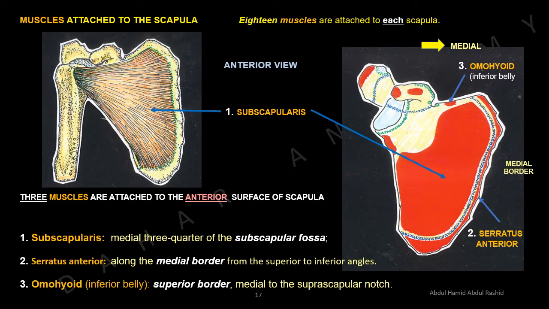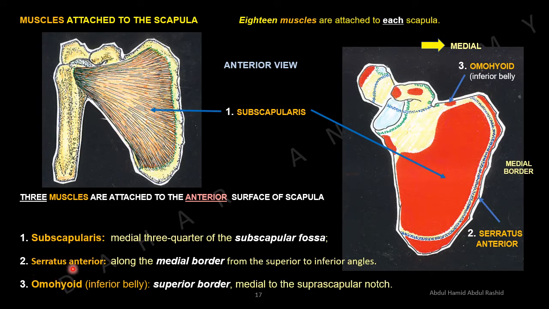Muscles attached to the scapula. 18 muscles are attached to each scapula. Out of them, 3 muscles are attached to the anterior surface of the scapula. Number 1, subscapularis muscle. This is the subscapularis muscle. It is attached to the medial 3/4 of the subscapular fossa.